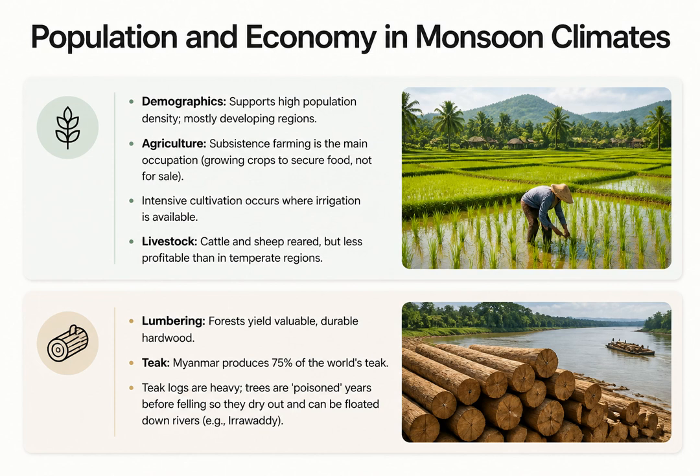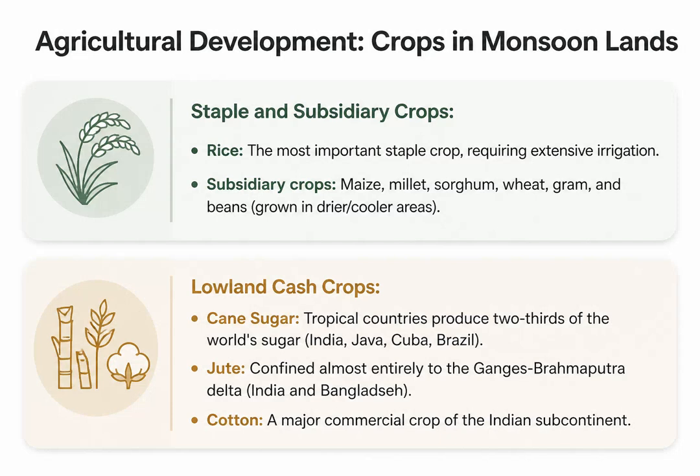Because teak is incredibly dense and won't float, loggers actually poison or girdle the trees several years before cutting them down. This allows the tree to dry out while standing, making it light enough to float down rivers to the sawmills. To feed these dense populations, much of the monsoon forest has been cleared for agriculture.